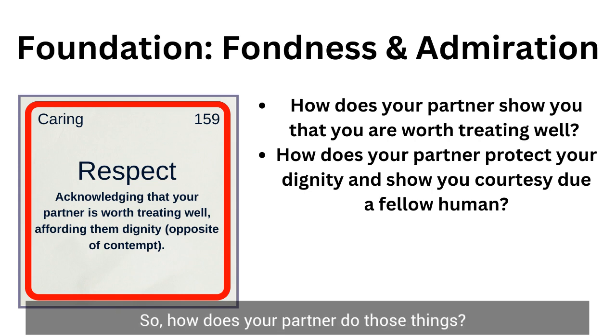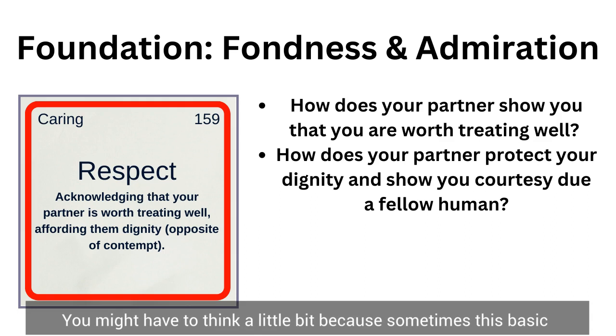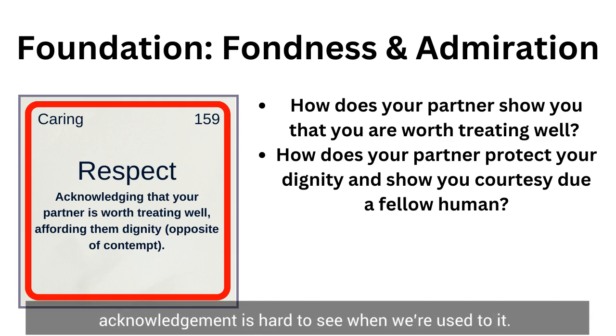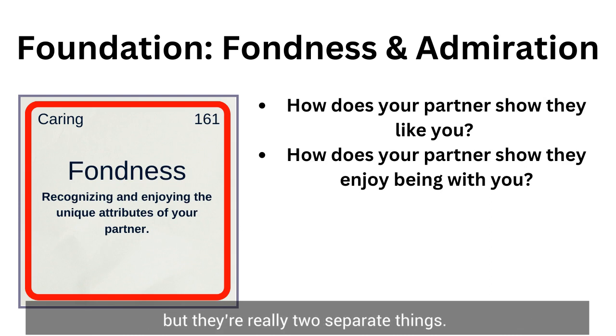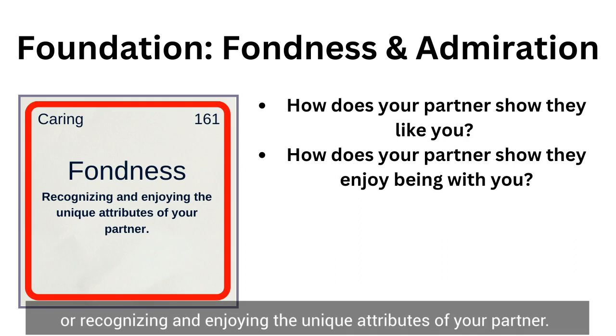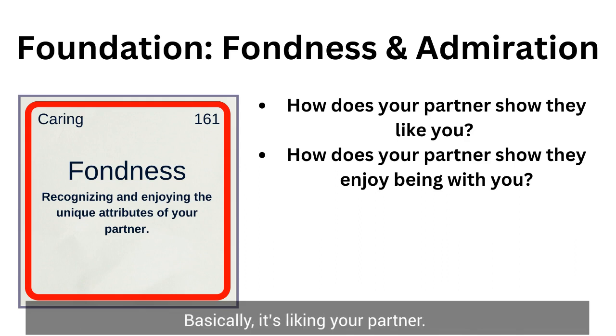So, how does your partner do those things? You might have to think a little bit because sometimes this basic acknowledgement is hard to see when we're used to it. The Gottmans often lump fondness and admiration together, but they're really two separate things. So, one of the skills you can build is fondness, or recognizing and enjoying the unique attributes of your partner. Basically, it's liking your partner.